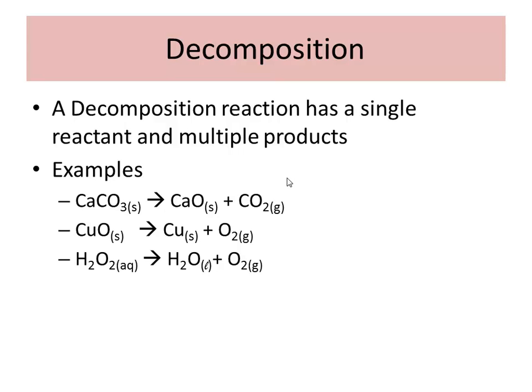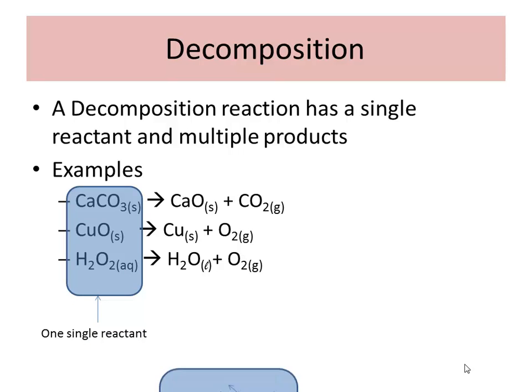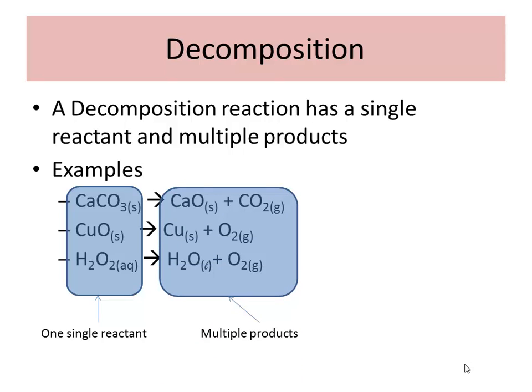A decomposition reaction has a single reactant and multiple products. I'll let you guys copy this down first. The key thing here, guys, when you're looking at these, is that there's one single reactant, and we have multiple products. You have one thing breaking down into more than one thing. That's the model of decomposition.